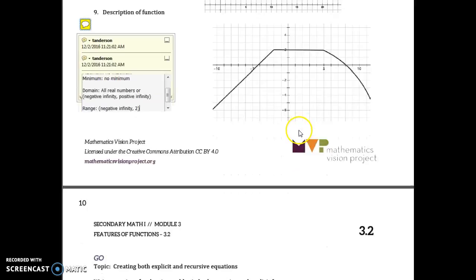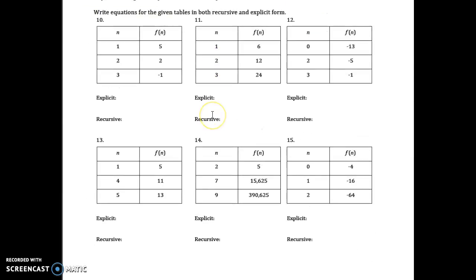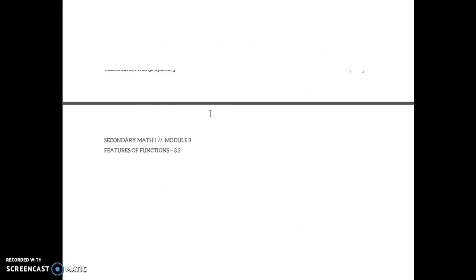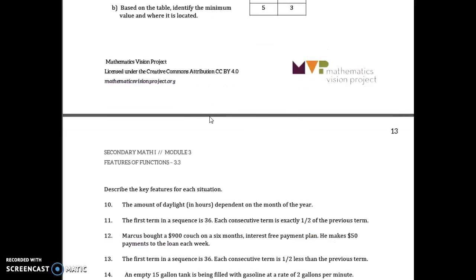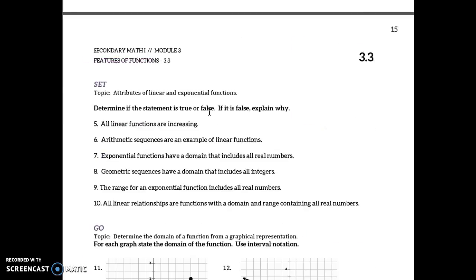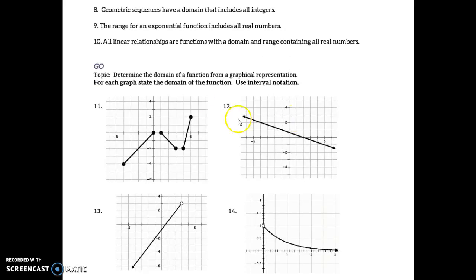Now let's go ahead and go all the way down to your go on 3.3, because that was the second piece of your homework. And this was just domain and range. All right, so remember, domain is left to right, range is bottom to top.